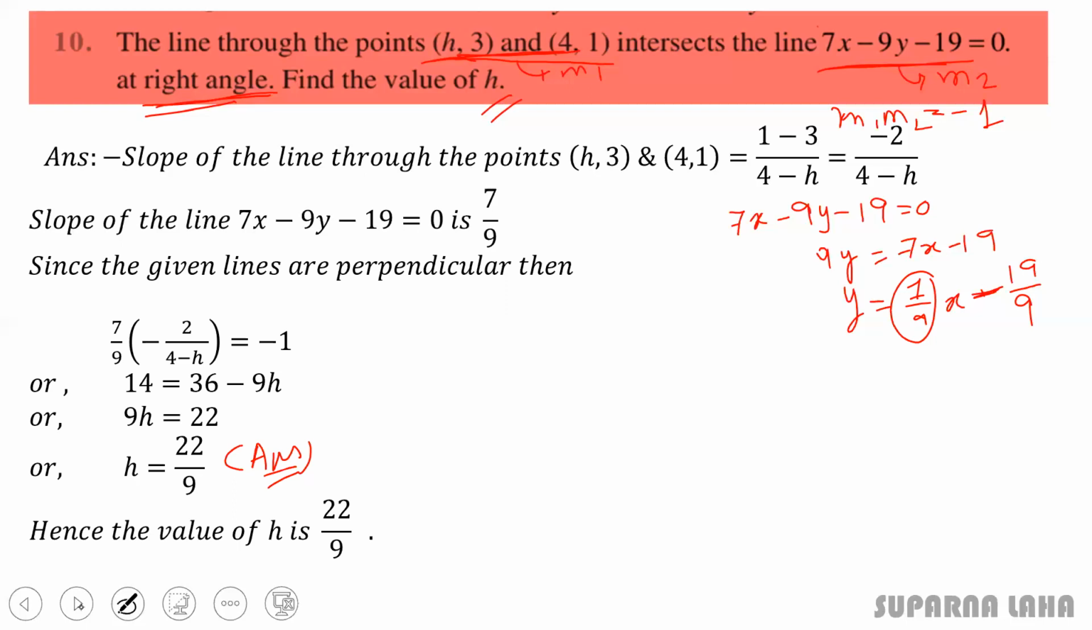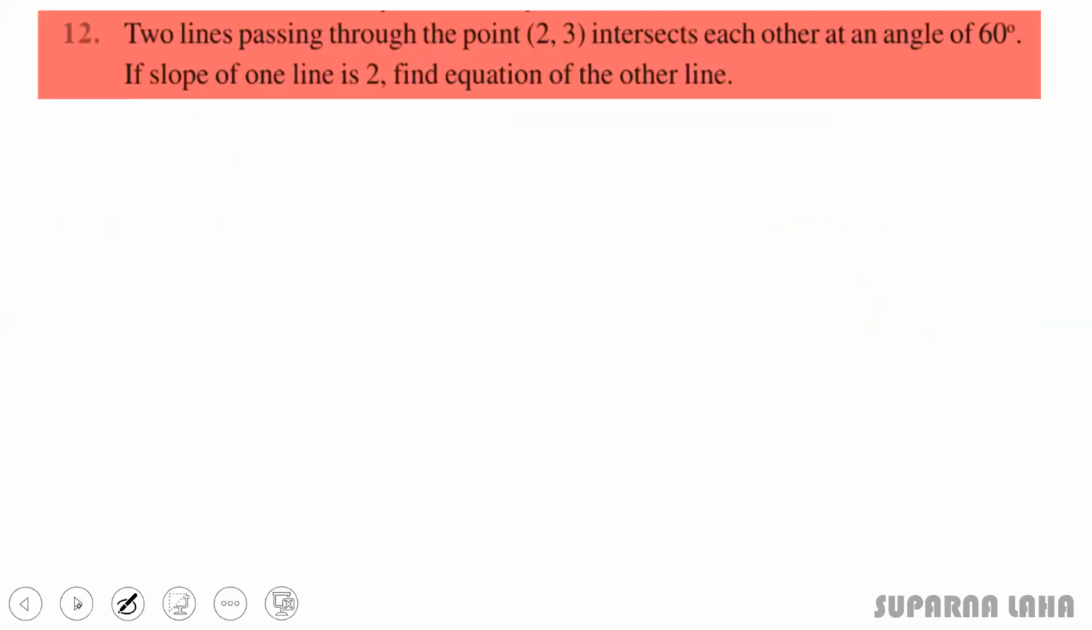So moving to the next question. Two lines passing through the point (2, 3) intersect each other at an angle of 60 degrees, and the slope of one line is given as 2. You need to find the slope of the other line, and you need to find the equation of this other line.